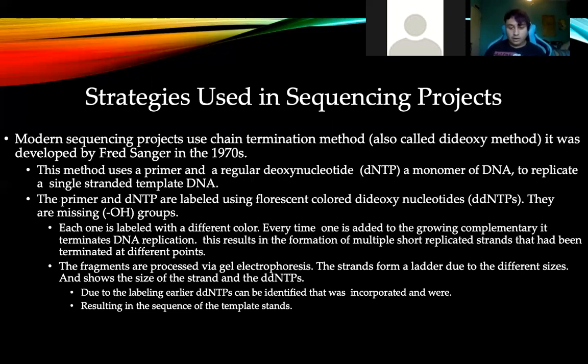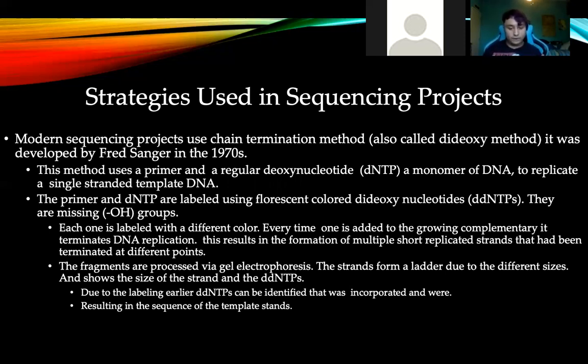Okay, so we go from genome mapping to now sequencing these genes in genomes. Strategies for using sequencing in projects. Modern sequencing projects use the chain termination method, also called the dideoxy method. It was developed by Fred Sanger in the 1970s. This method uses a primer and a regular deoxynucleotide, or dNTP, a monomer of DNA, to replicate a single-stranded template of DNA.